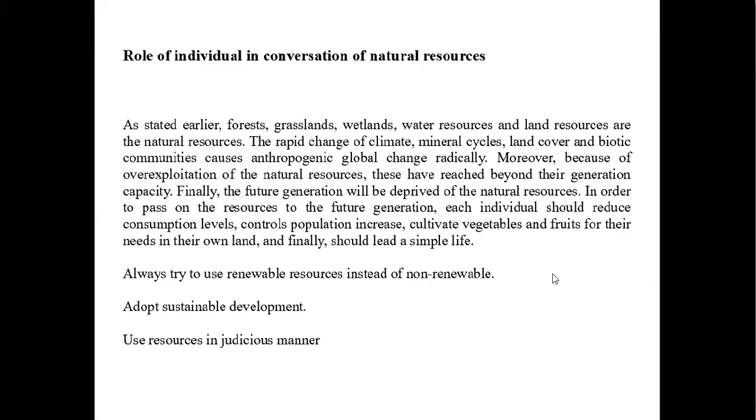And what is the role of an individual in conservation of natural resources? What can one do to conserve natural resources? As I have stated earlier, forest, grassland, wetland, water resources, and land resources are natural resources. The rapid changes in climate, mineral cycle, land cover, and biotic communities cause anthropogenic global change radically. Moreover, because of overexploitation of natural resources, these have reached beyond their generation capacity. Finally, future generations will be deprived of natural resources.